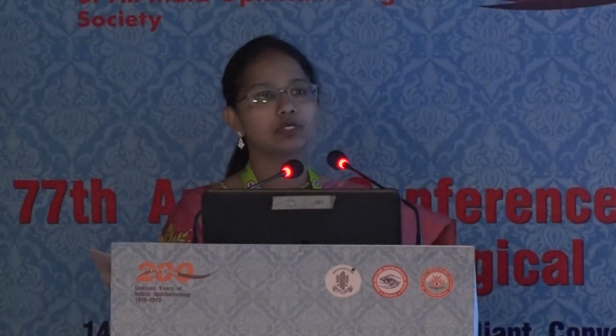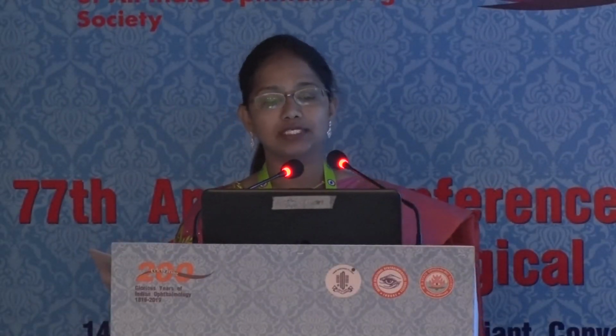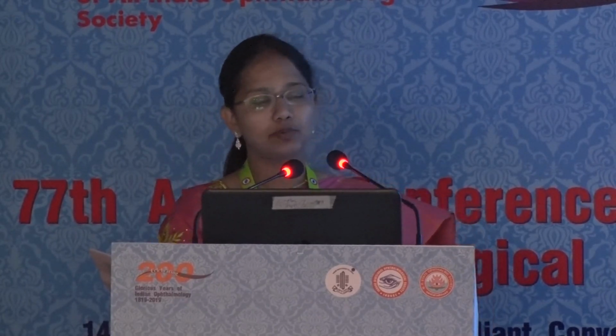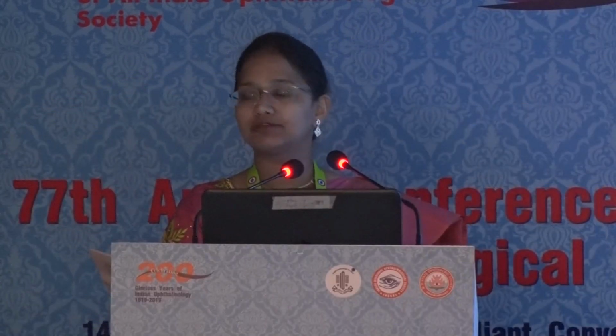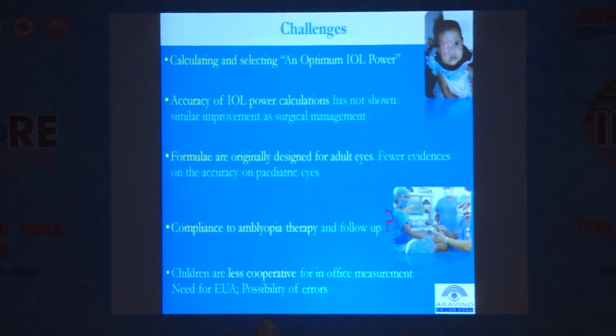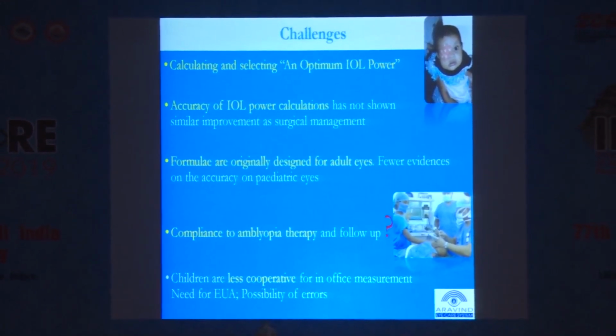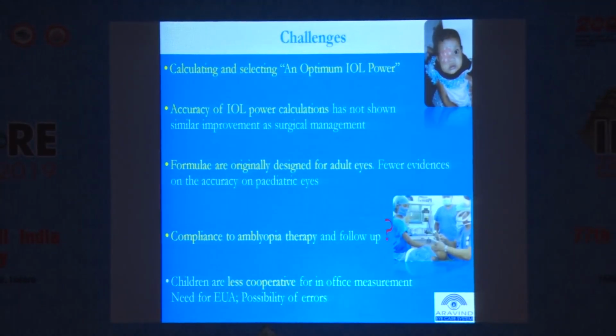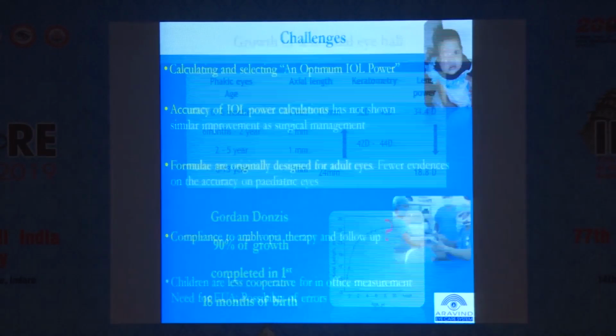The accuracy of IOL power calculation has not shown a similar amount of improvement as the surgical technique. And the formulas that we use for the pediatric group are ideally designed for the adult eye. There is little evidence on the accuracy of IOL power in these pediatric eyes. Again, compliance to amblyopia therapy is a big question, and long-term follow-up is required in these children. And children, we know, are less cooperative for in-office measurement, so we need to do an evaluation under anesthesia, which raises a lot of possibilities of errors.